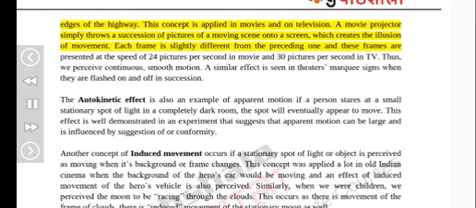A movie projector simply throws a succession of pictures of a moving scene onto a screen, which creates the illusion of movement. Each frame is slightly different from the preceding one, and these frames are presented at the speed of 24 pictures per second in movies and 30 pictures per second in TV. Thus, we perceive continuous, smooth motion. A similar effect is seen in theaters' marquee signs when they are flashed on and off in succession.